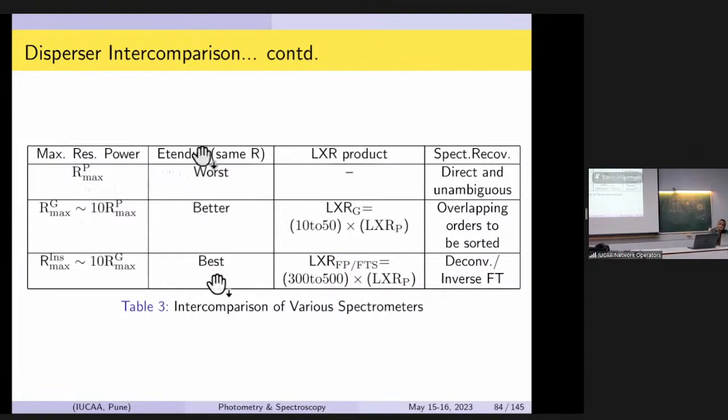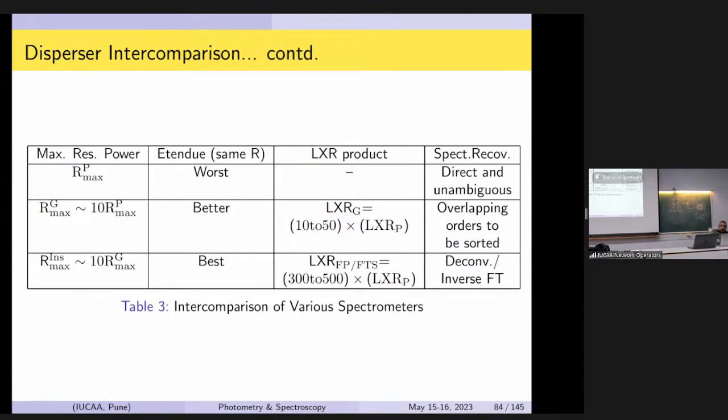But the hidden thing is that you are talking of that specific line when you're observing. Then these are giving much better output. And this is where the L cross R product is 10 to 50, and this is 300 to 500 times this. The last column is the most difficult part. The first one, for the prism, is obviously direct and unambiguous, which means you have just one nice spectrum sitting on the wall.